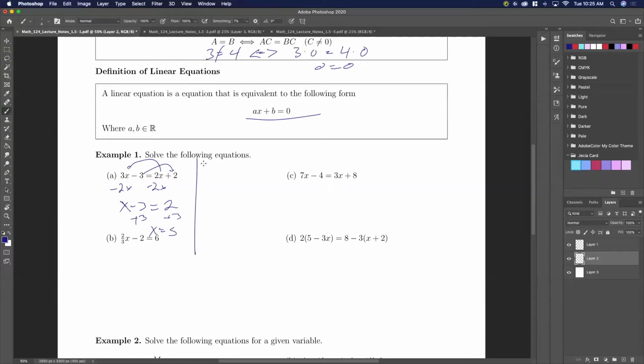And you can always check this, right? So 3 times 5 minus 3, and then 2 times 5 plus 2. Well, 3 times 5 is 15, minus 3 would give me 12. 2 times 5 is 10, plus 2 is 12. So 12 equals 12, so this checks out.